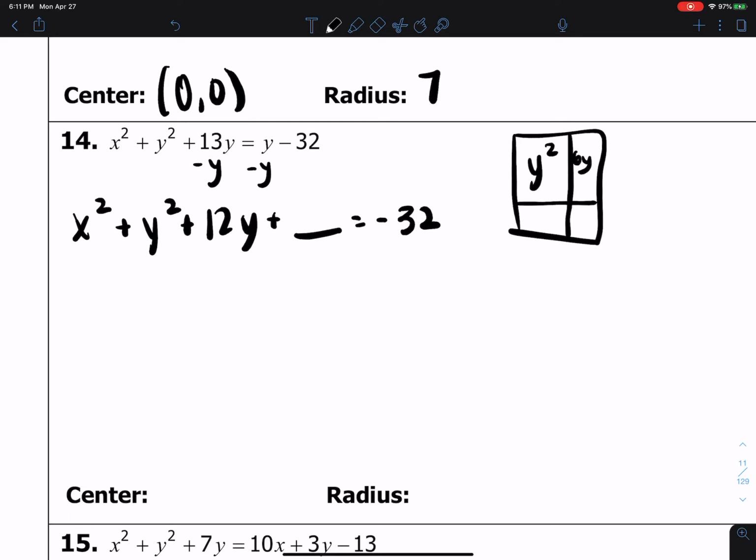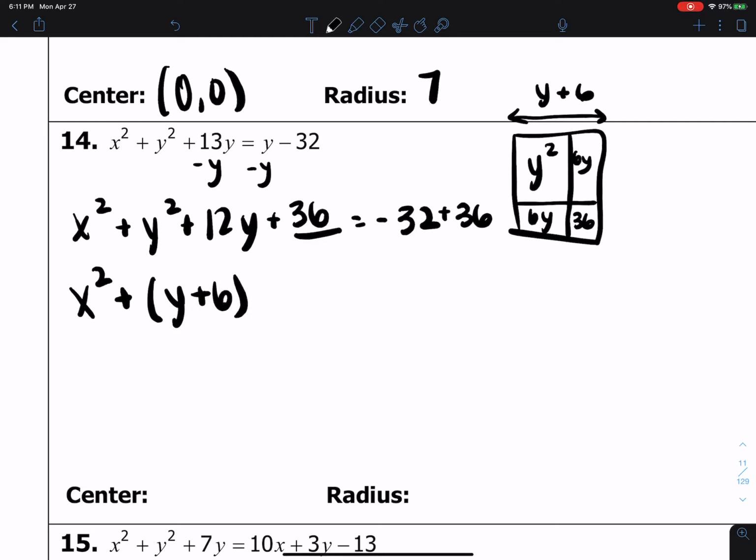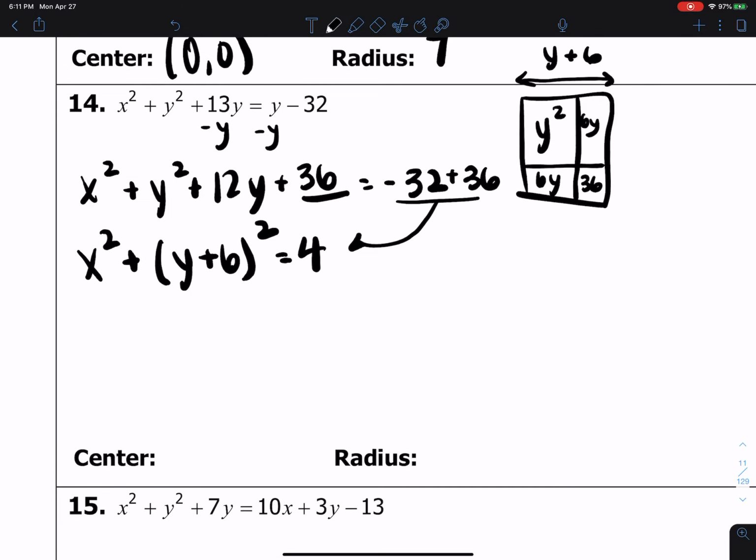So on this side is 6y, this is 6y, so that means that 36 goes here, and we add 36 on this side. So we have x squared plus this length is y plus 6. So we have y plus 6 squared equals 4, because that's what this simplifies to. So the center here is the x coordinate is 0, and then this is y minus negative 6, so that would be negative 6. And then the radius is 2, because that's the square root of 4.